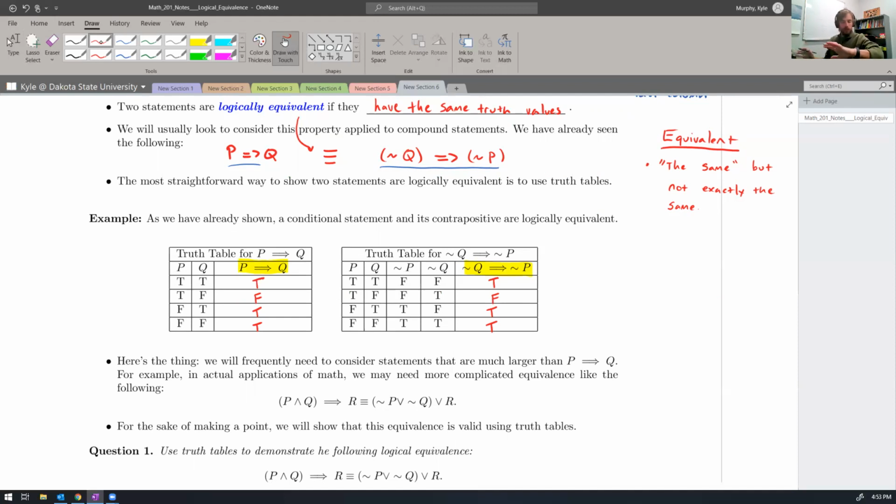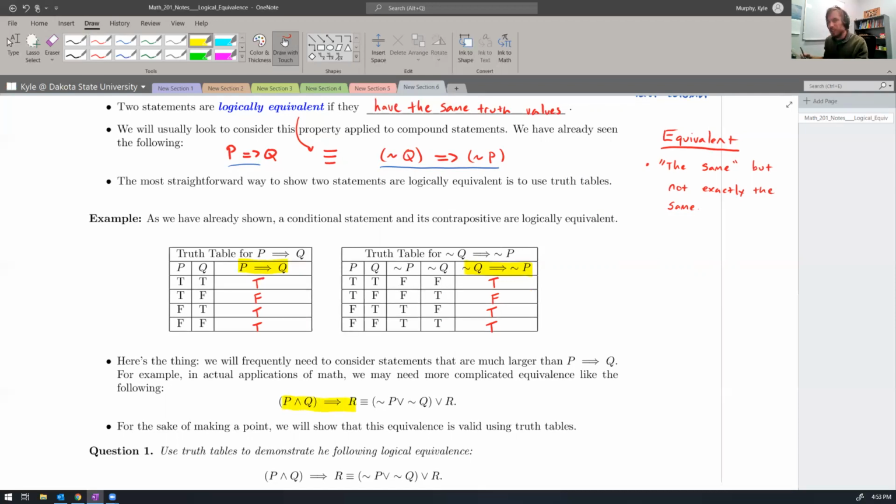And so here's the thing. When we are looking at truth tables, or when we're studying statements, usually we're not studying statements that are quite as small as just P implies Q. We might want to, for example, study statements that look like this: P and Q implies R.